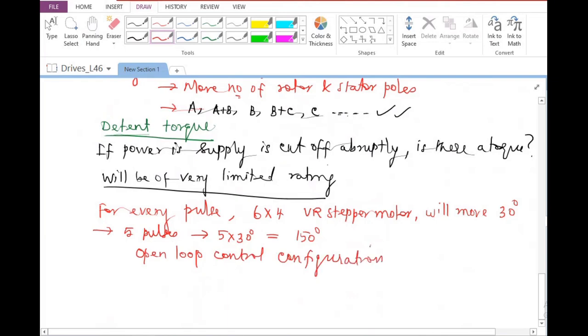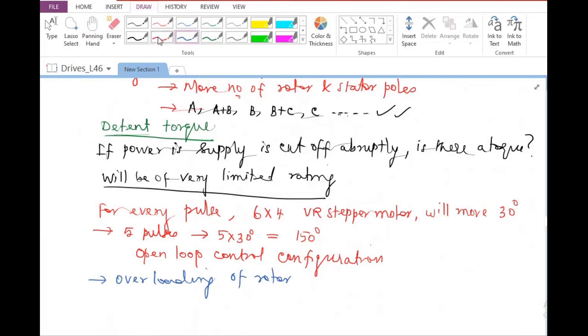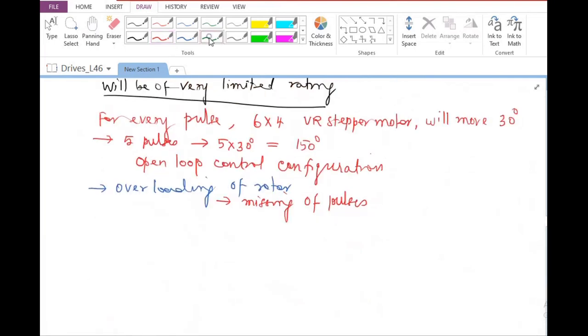It's not a problem. But sometimes, if there is overloading of the motor or rotor, the rotor can miss some pulses, which means you may not be very sure that it has really moved by 150 degrees even after 5 pulses if you have overloaded the rotor. So from that viewpoint, you have to be very, very mindful of how much you are loading the motor.